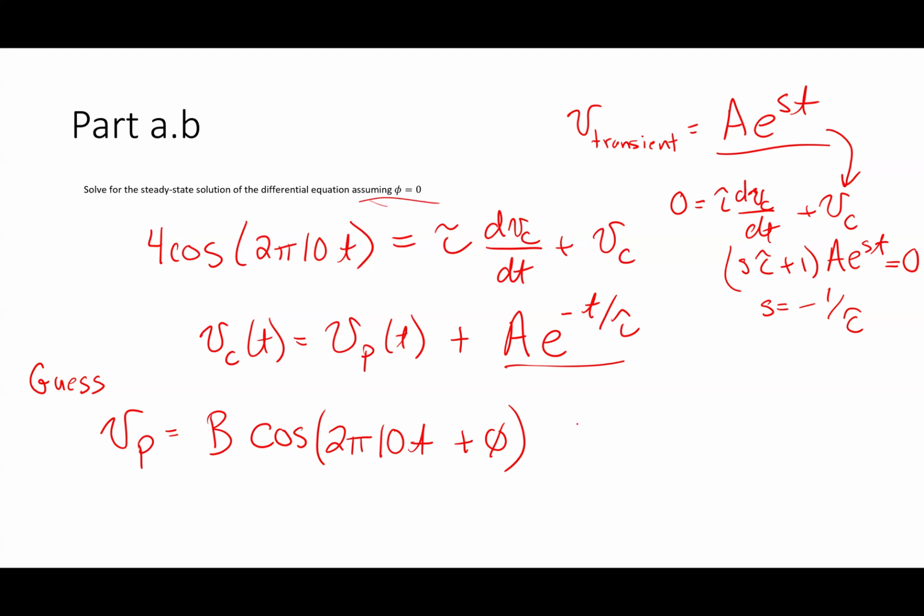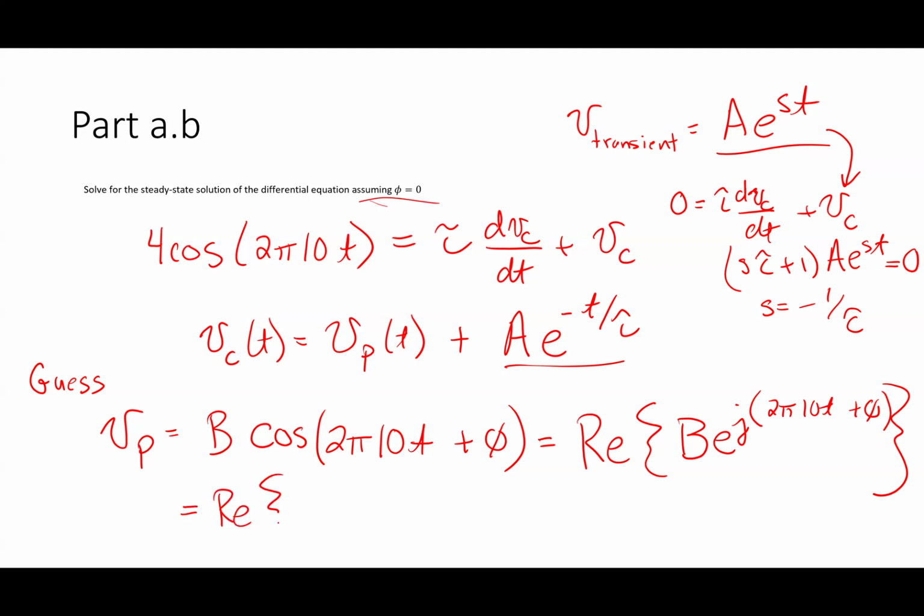So the way we approach this problem is I said, well, that's the same thing as the real part of b e to the j 2 pi 10t plus phi. All right. And we said that I rewrite that as how? How do I rewrite that thing? How do I rewrite this real part of what? How do I break that part up?